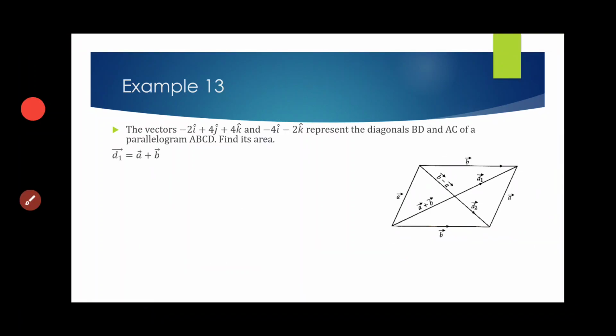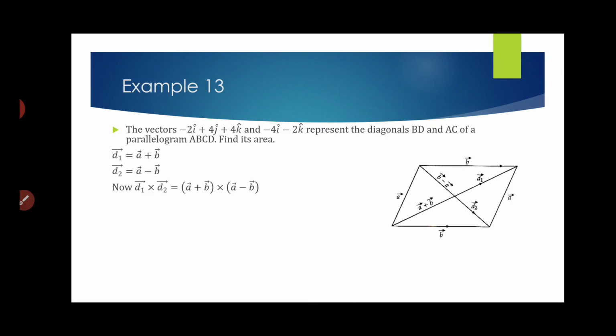So let us say that d1 is basically a plus b, and let us say d2 is basically a minus b. Now obviously, why I have written a minus b, it really doesn't matter which sense you are taking. If you take the opposite sense, then it becomes b minus a. So it's all about which sense you are taking. Now if I do d1 cross d2, it is a plus b cross a minus b.